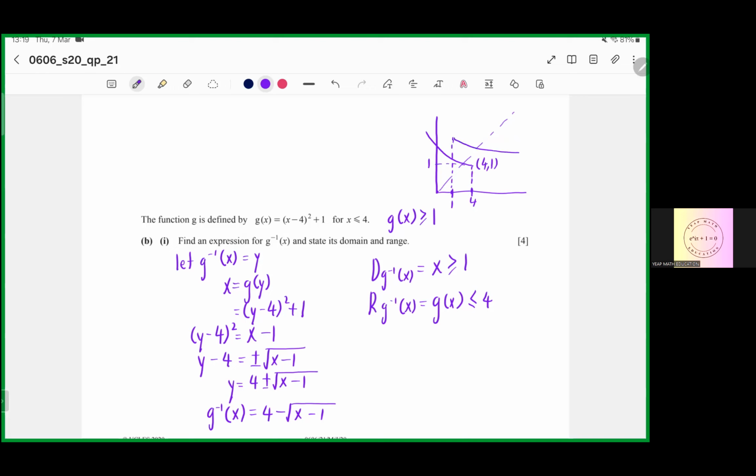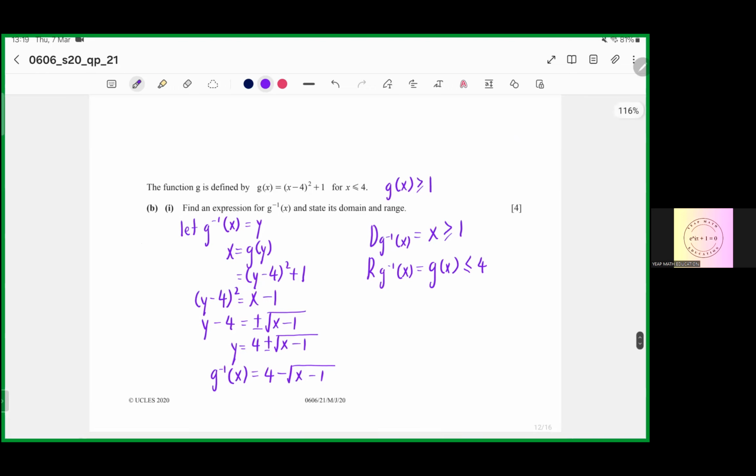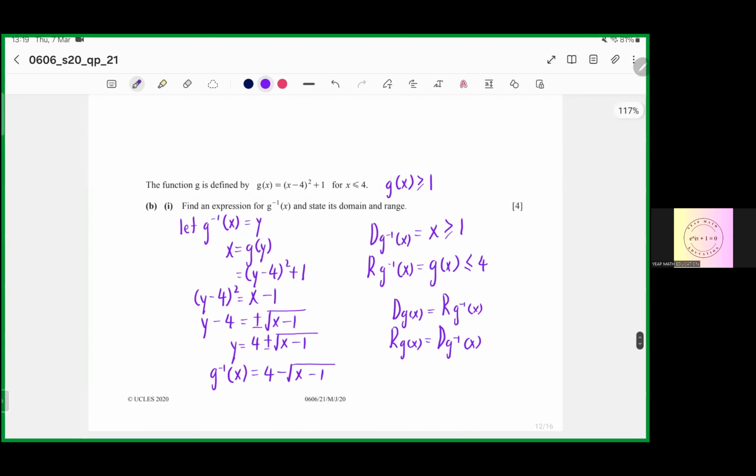Because I just sketch roughly. You can see here that the domain of g(x) equals the range of the inverse, and also the range of g(x) equals the domain of the inverse. Because for the inverse, the range should be less than or equal to 4, so we just take the negative. Because it will look like this way.